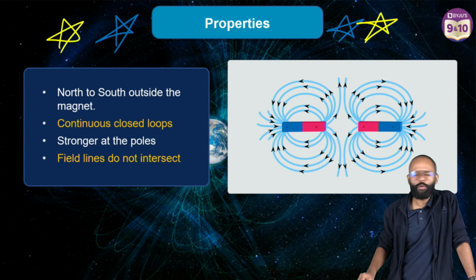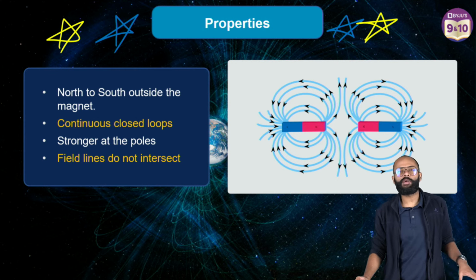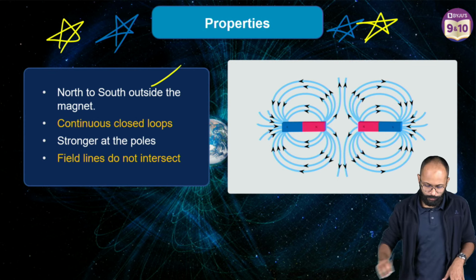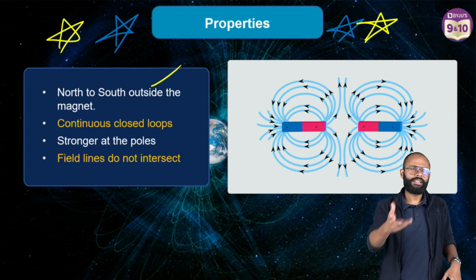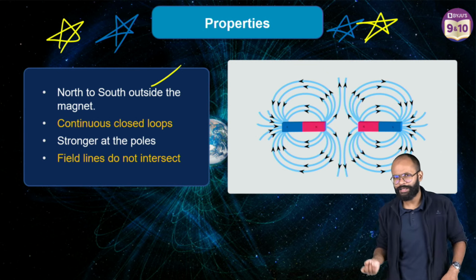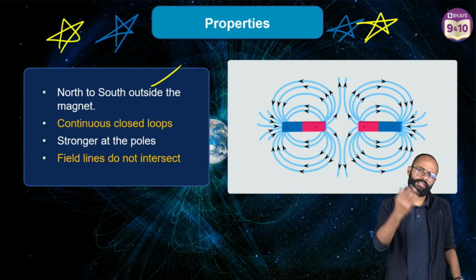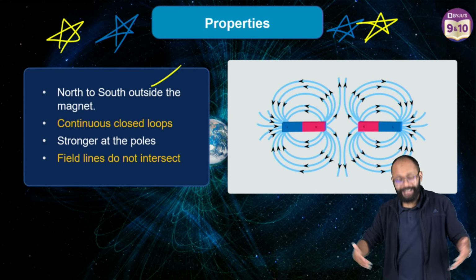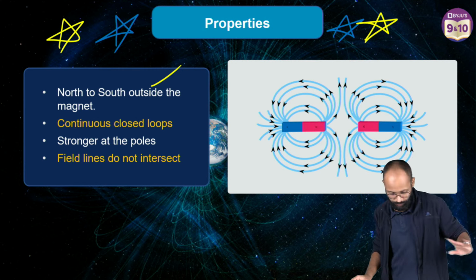Fine. Properties. This is where the most important questions come from in this chapter. And it's a very common board question also: give two properties of magnetic field or magnetic field lines. First, they go from north to south outside the magnet. Think about it. Why do we say that it goes from north to south outside the magnet? Why can't we just say magnetic field lines start at north and end at south? Because they don't. Outside the magnet, they go from north to south.